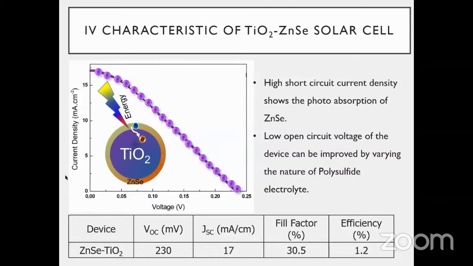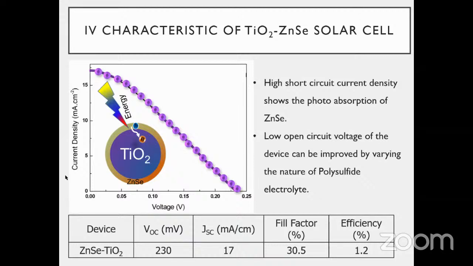So here we took a preliminary study of this material, and we made a device out of it. We have got good device characteristics, but it is not an ideal PV characteristic, like ideal diode characteristics, because the zinc selenide is absorbing more light. The exciton generation is high in zinc selenide, and it is transferring it to the counter electrodes. As we can see, the short circuit current density is very high, but the voltage of the material is very low.